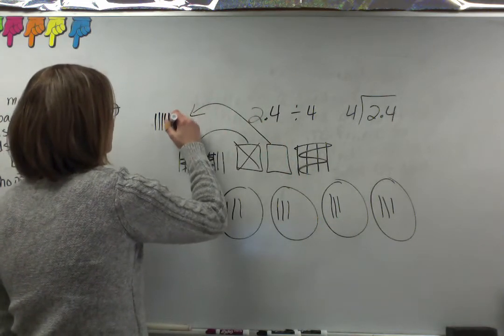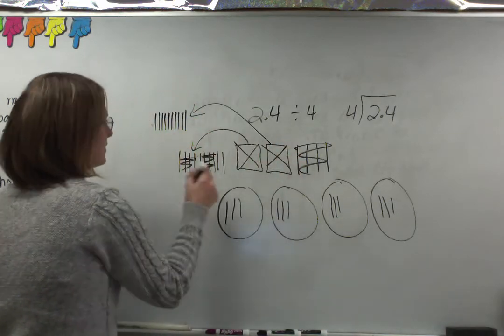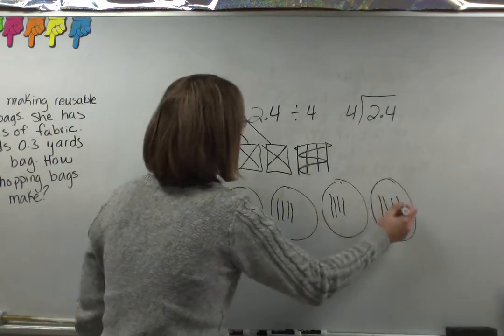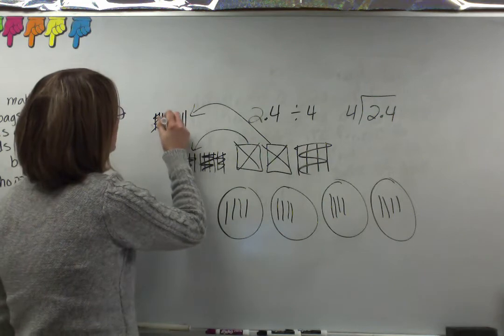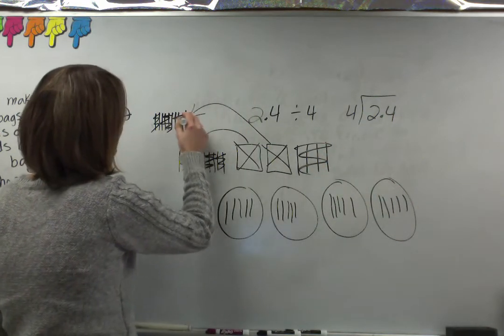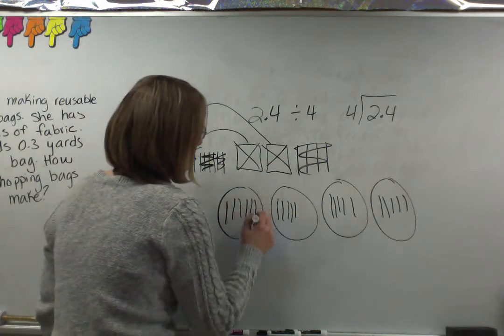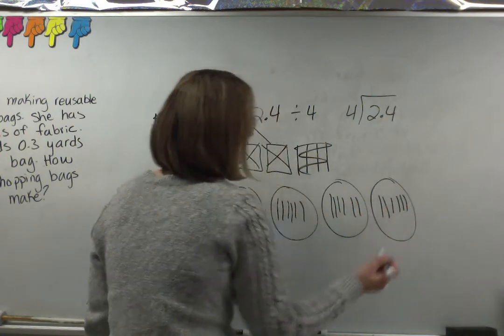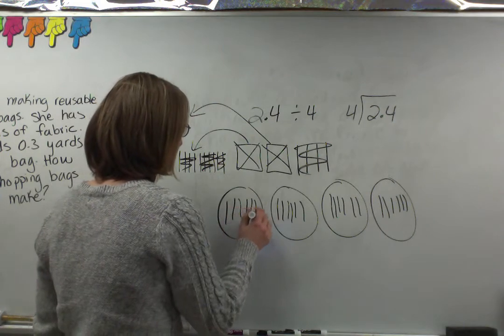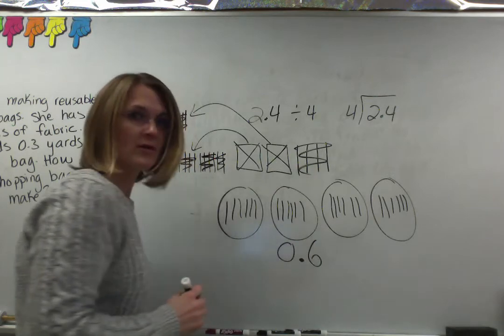So I'm going to have to break this apart into tenths as well. 1, 2, 3, 4, 5, 6, 7, 8, 9, 10. Okay? All right. So now I can put 1, 2, 3, 4 in each group, and another 4. And then I have 4 left. The nice thing about today's problems is they're going to work out evenly for you. And now here is my answer. In each of the 4 groups, I've put 6. So the answer is going to be 6 tenths, or you can write it 0.6.